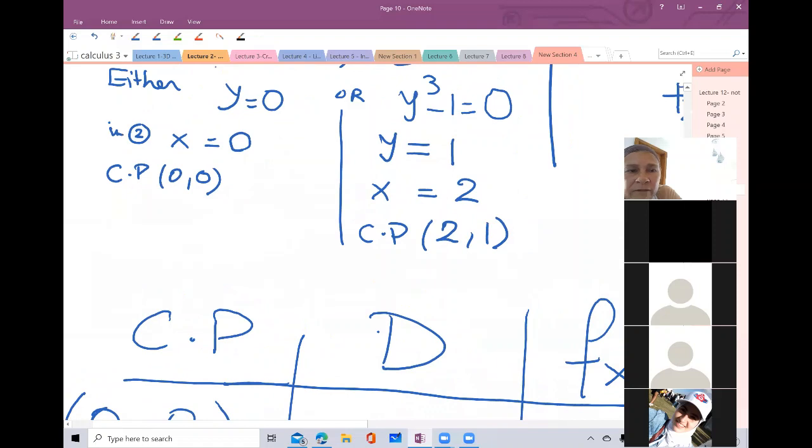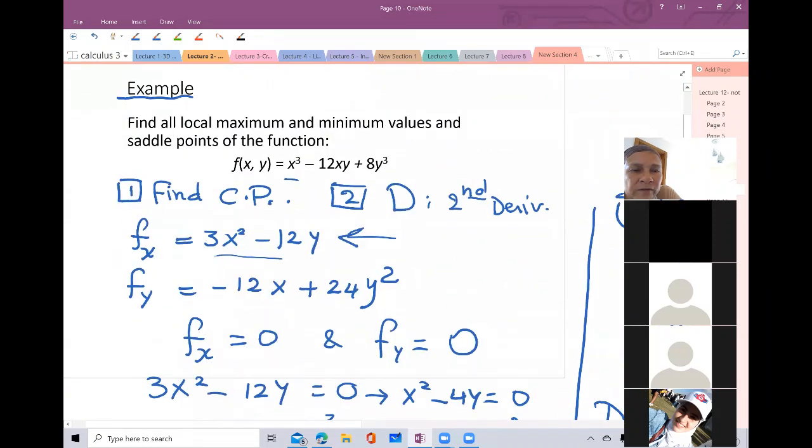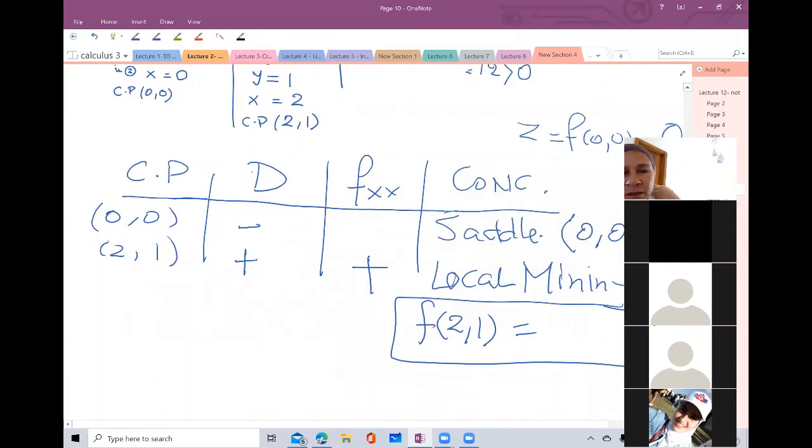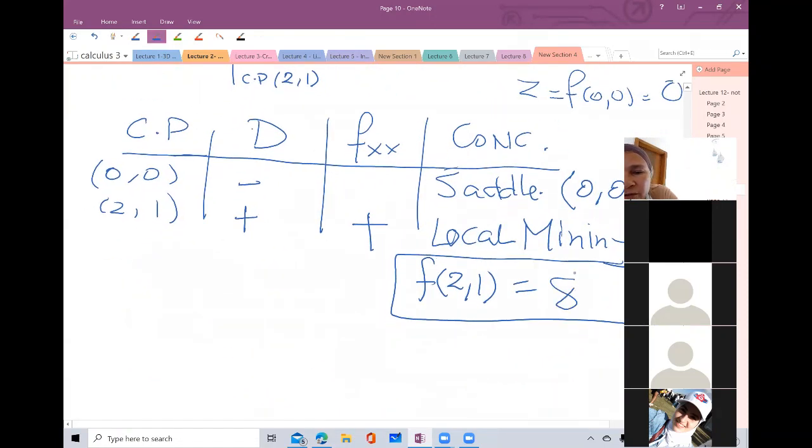When I applied it at (2, 1), I want to find the value. What is f(2, 1)? f of (2, 1) is equal to what? 8 minus 24 plus 8? So 16 minus 24... the value here is 8. So the minimum function value for this function is the value 8. Okay? And this is my local minimum value. Got the idea?